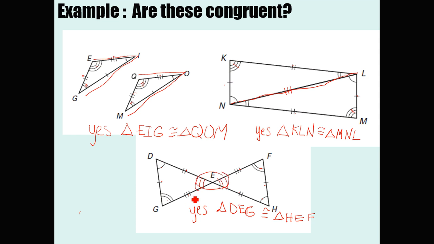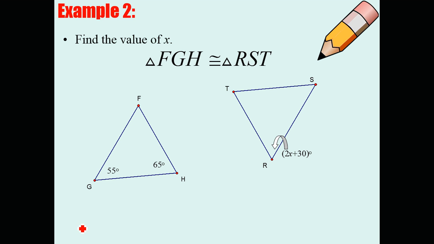Okay. So that's how we would list if shapes or figures are congruent. Be careful of the order of the letters. That's the important part there. So here's our second example that I need you to write into your notes. We're going to find the value of x here given that this triangle is congruent to this triangle.